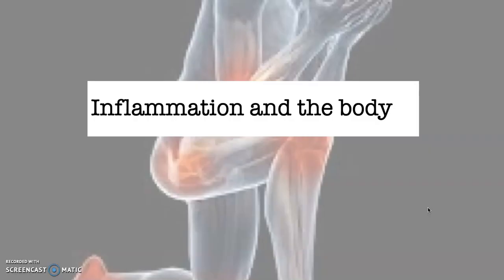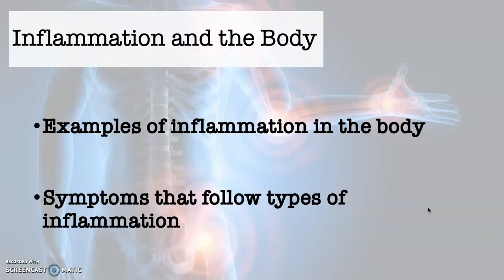Now we will be talking about how inflammation is correlated with the body, including examples and symptoms. Examples of inflammation in the body include arthritis and chronic conditions. These are the two we will be talking about today. With arthritis, you can have different types, including rheumatoid arthritis, psoriatic arthritis, or gouty arthritis. With chronic conditions, this can include cancer, heart disease, asthma, diabetes, etc.